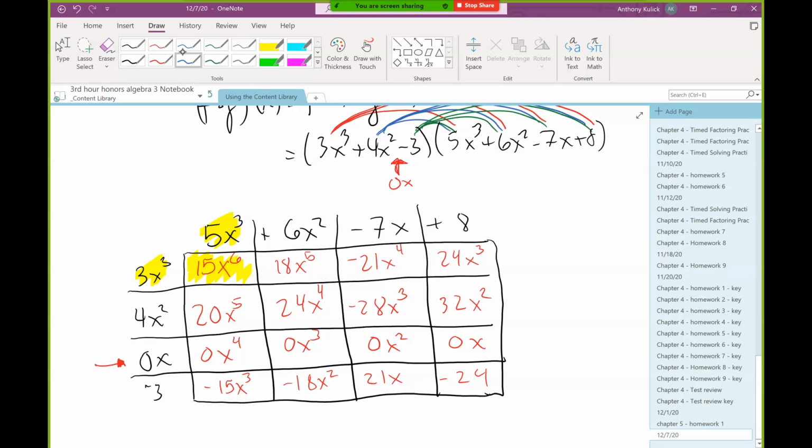So again, each one of those little multiplication problems was easy to do, right? They're all little monomial multiplications. They're all pretty easy.